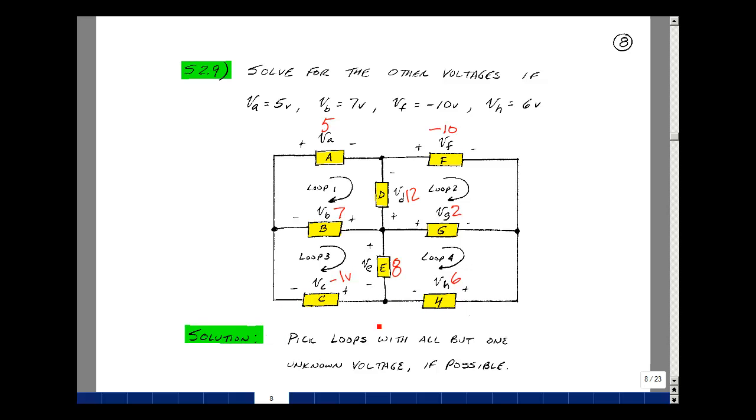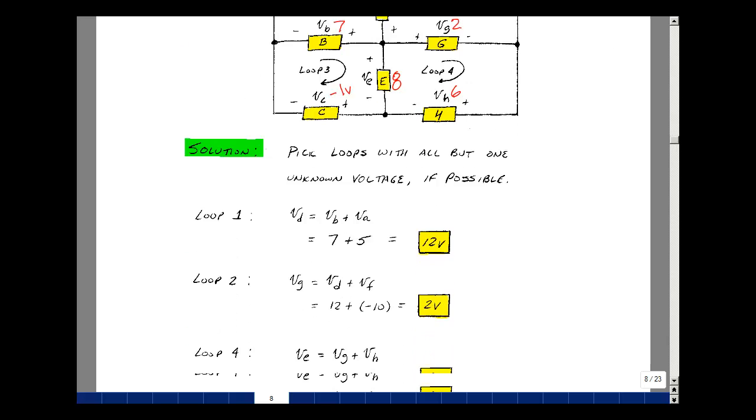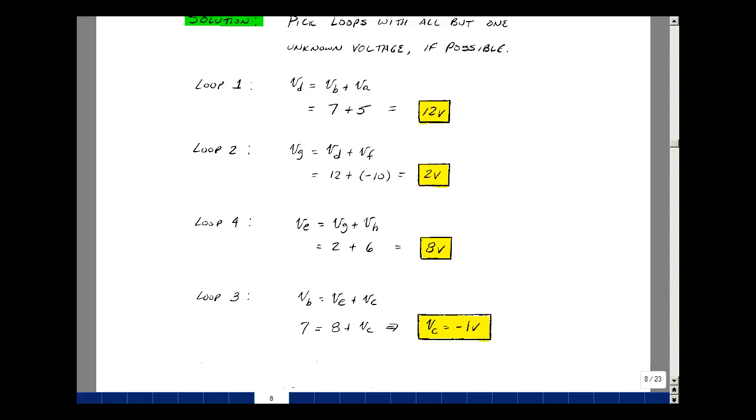And you can find the work for these calculations below. So here's our loop 1 result, our loop 2 result. We did loop 4 and then loop 3. And this is supplemental problem 2.9.